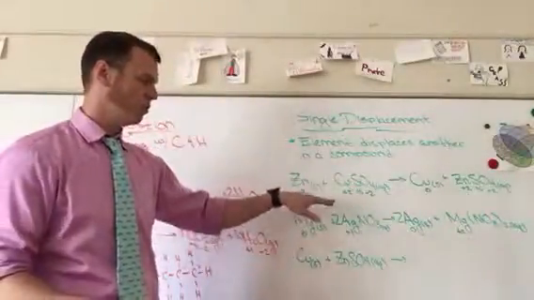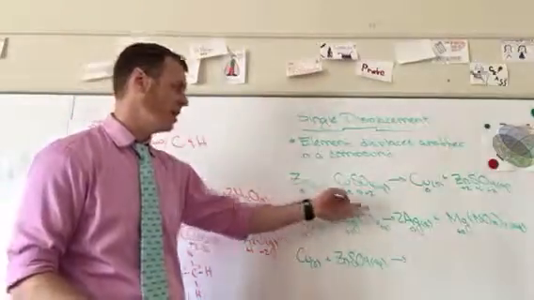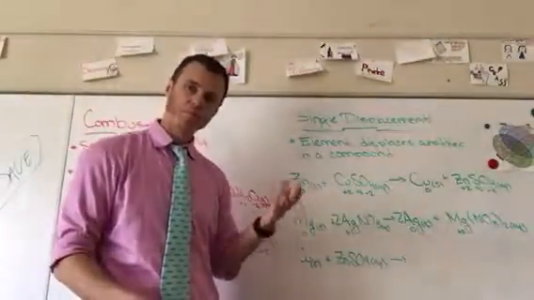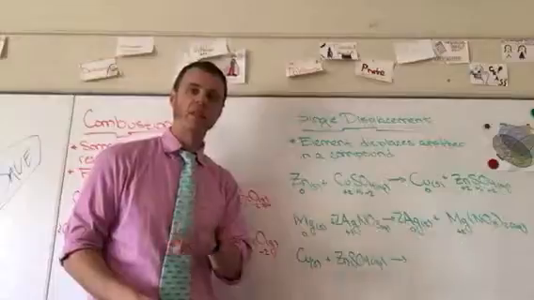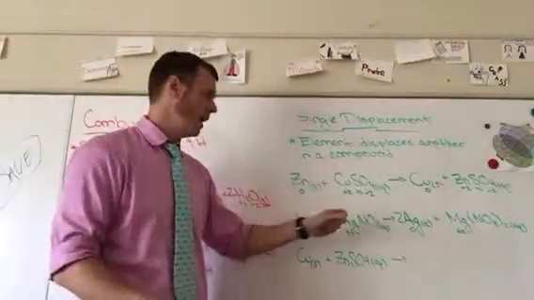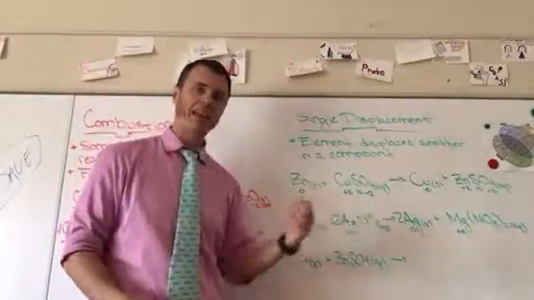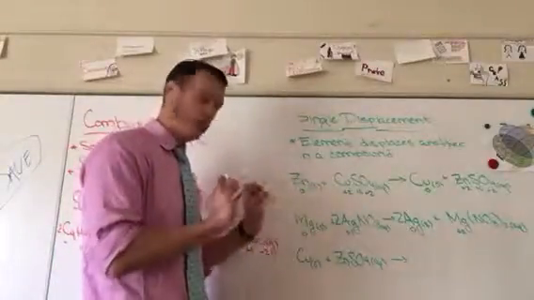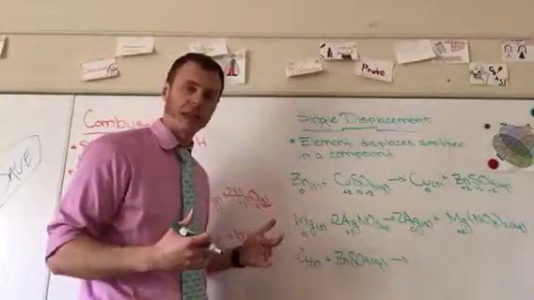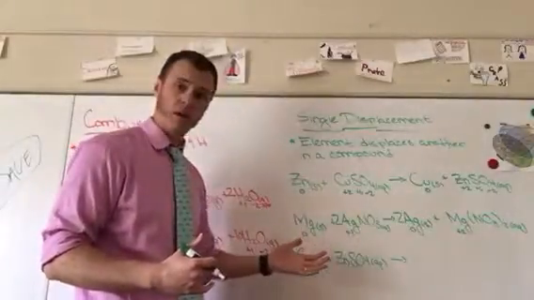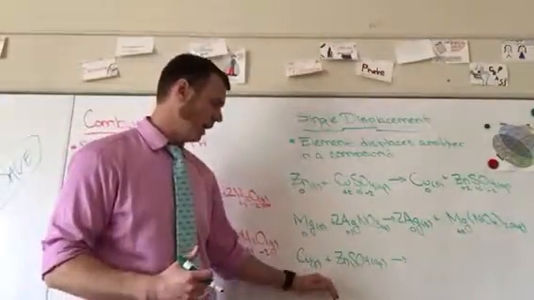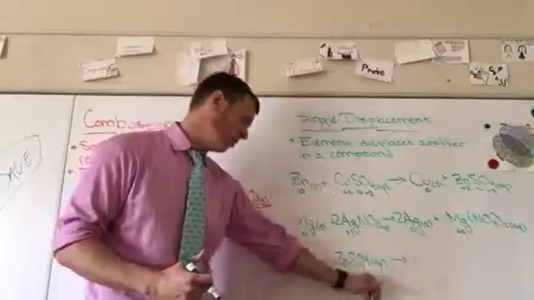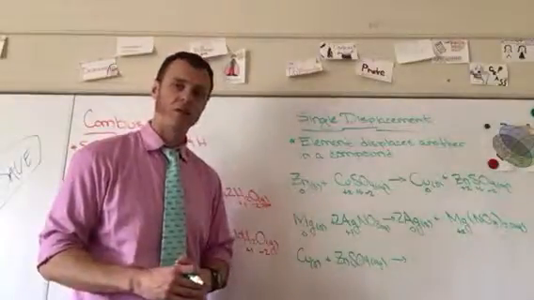Here, magnesium goes from 0 to +2. It's been oxidized. Silver's been reduced. Magnesium, the one magnesium, loses 2 electrons. And we have 2 silvers gaining each of those electrons. So overall, we have 2 electrons lost by magnesium, 2 electrons gained by silver. Done. All right? Now down here, copper in the solid phase plus zinc sulfate in the aqueous phase.